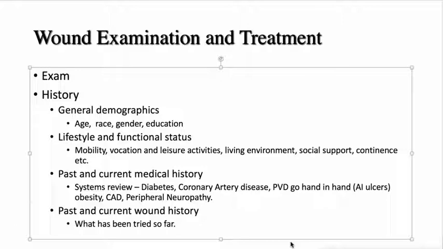of things. And past and current medical history, systems review, all of these things are very important as we've talked about: diabetes, coronary arteries, peripheral vascular disease, obesity, CAD, peripheral neuropathy. All of these go hand in hand with looking at wounds very closely. We also want to look at the past and current wound history and what has been tried so far, what's worked and what hasn't worked.